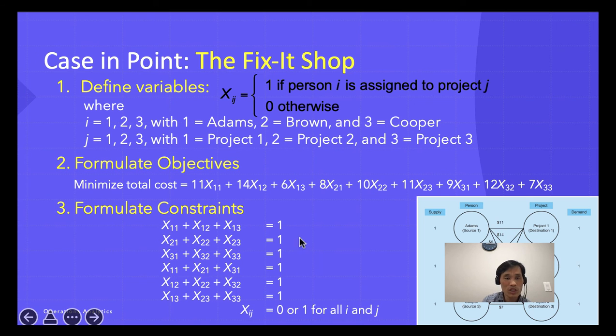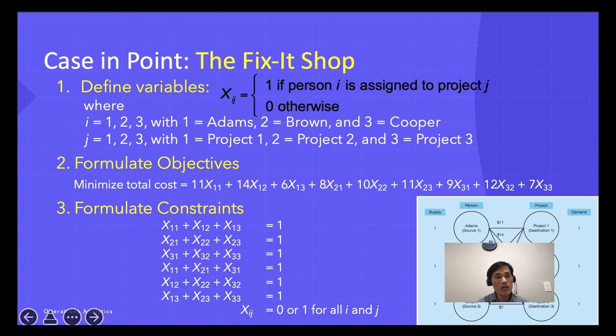So these first three are supply constraints, and then the next three are demand constraints. So project 1, it is demanded by Adams and then Brown and Cooper. So the destination is fixed as 1, and Adams and Brown and Cooper are coming there, but the demand is only 1. There are not more than one demand for that. And you express that here, and then you are done with constraints setup.